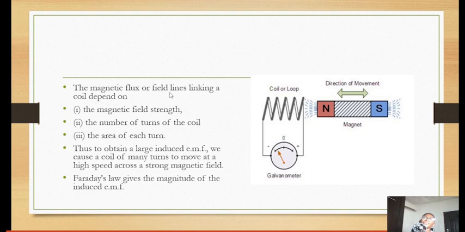The magnetic flux of field lines linking a coil depends on the magnetic field strength, the number of turns of the coil, like 1, 2, 3, 4, 5, and the area of each turn, how big each turn is. Thus, to obtain a large induced EMF, we cause a coil of many turns to move at a high speed across the strong magnetic field. Faraday's law gives the magnitude of the induced EMF.